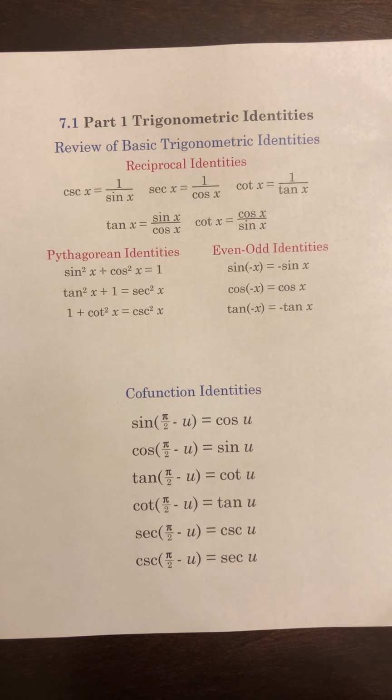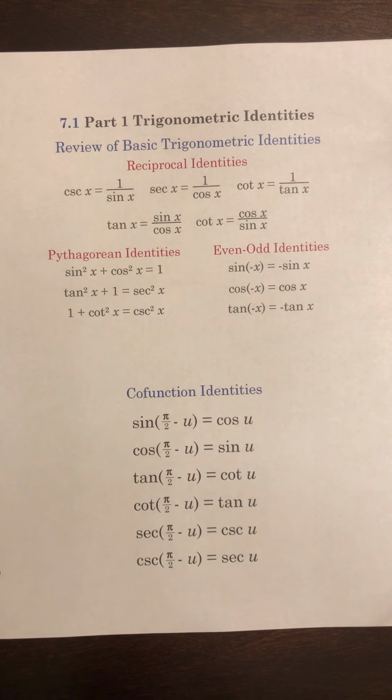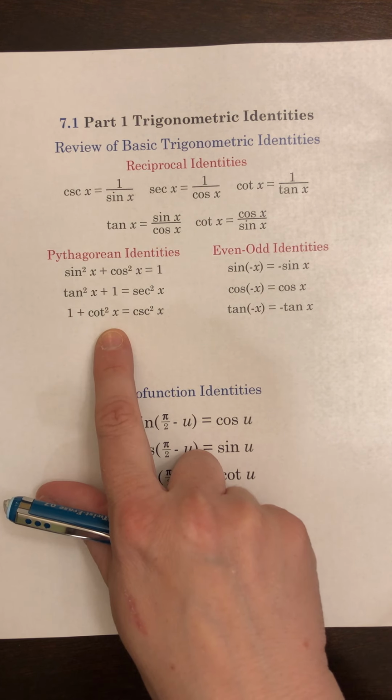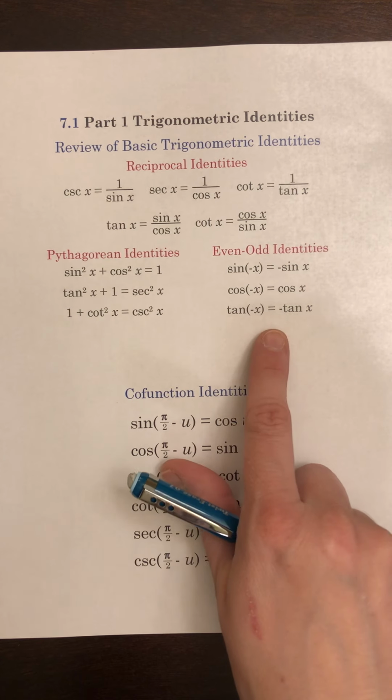Just as a review, you've got on here your basic trigonometric identities. So we have the reciprocal identities, which I feel like you guys are pretty good with. We have the Pythagorean identities. That might be where a couple of you were a little bit weaker back in chapter 5. So if that's you, you need to get on top of learning these. We also have our even odd identities.